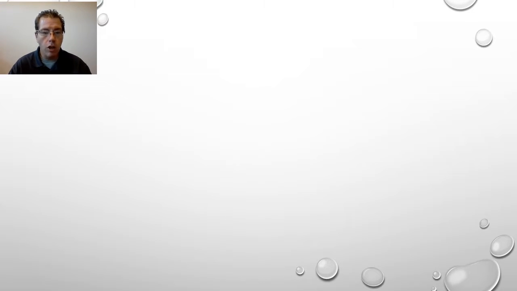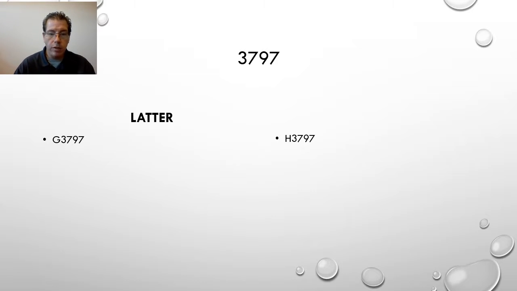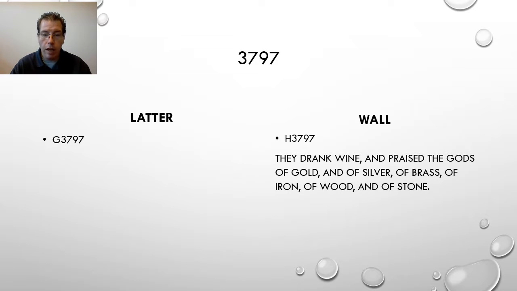Hey, we just saw that early was numbered with the thing, the words that were written on the wall. So what is latter numbered with? Latter, G3797. Latter is numbered with H3797. Latter is numbered with wall. That's right, the wall on which the writing was written.